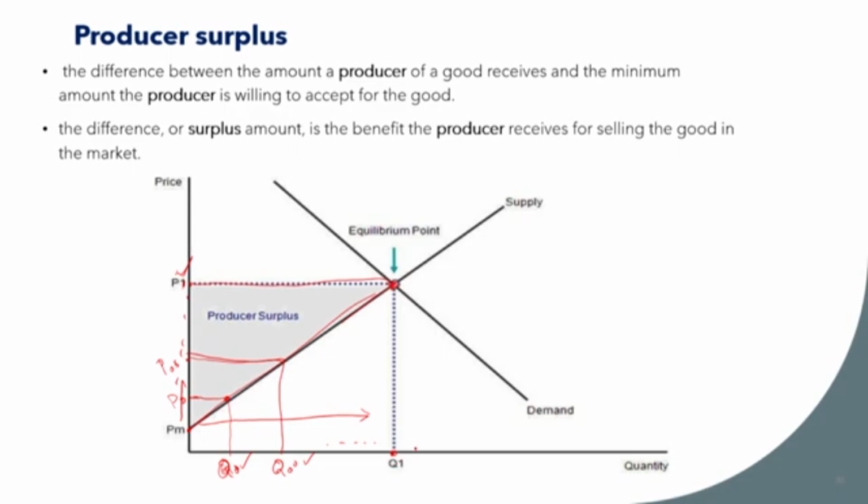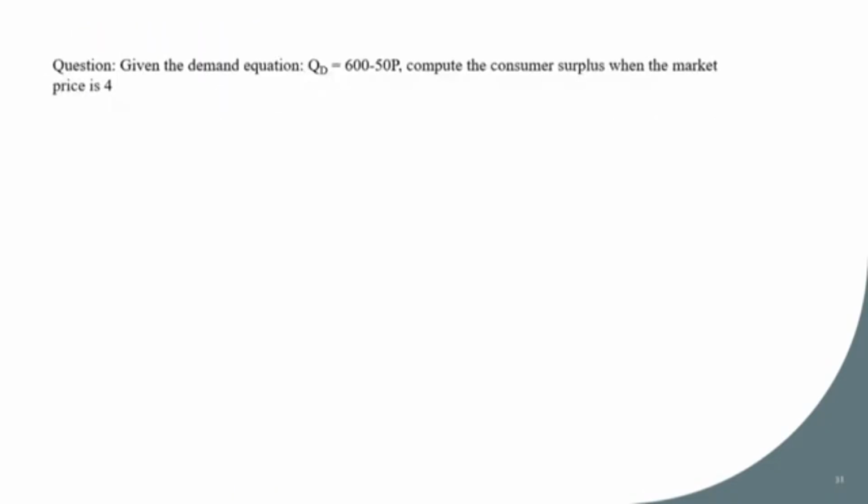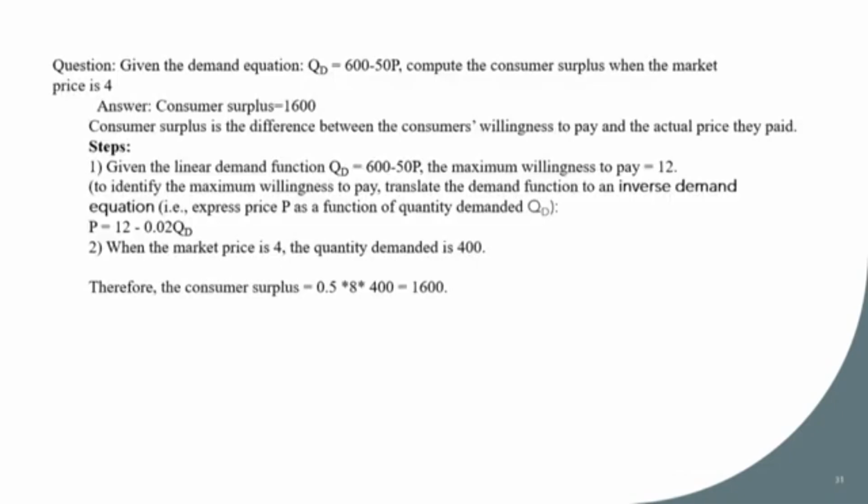And here we can see that this much producer surplus is also generated. So in this case, because of the free play of market forces, producers also benefit, because that is the difference between the market price and the amount the producer is willing to accept for that good. That is called producer surplus. I'm just giving you some examples to calculate consumer surplus and producer surplus.